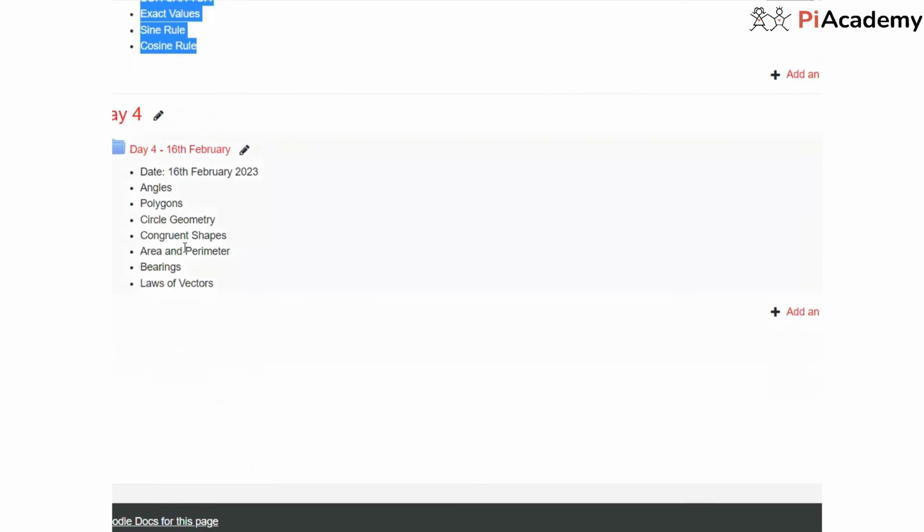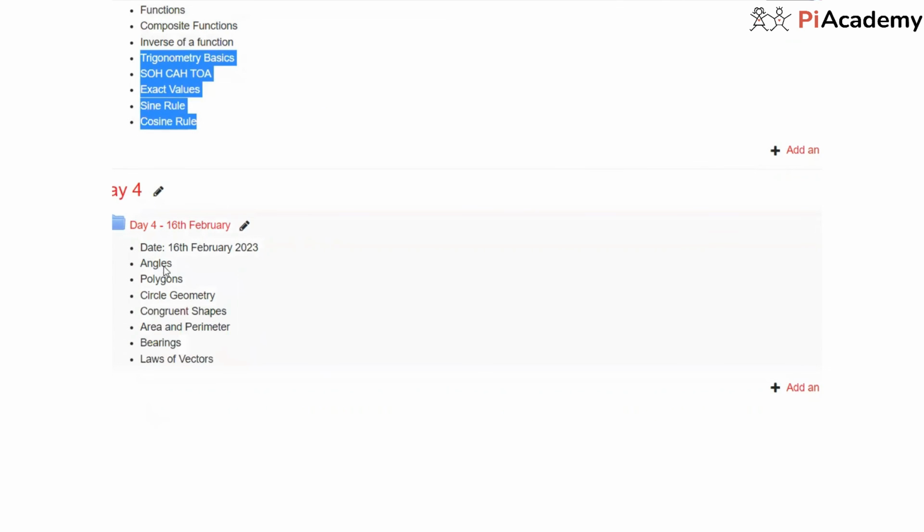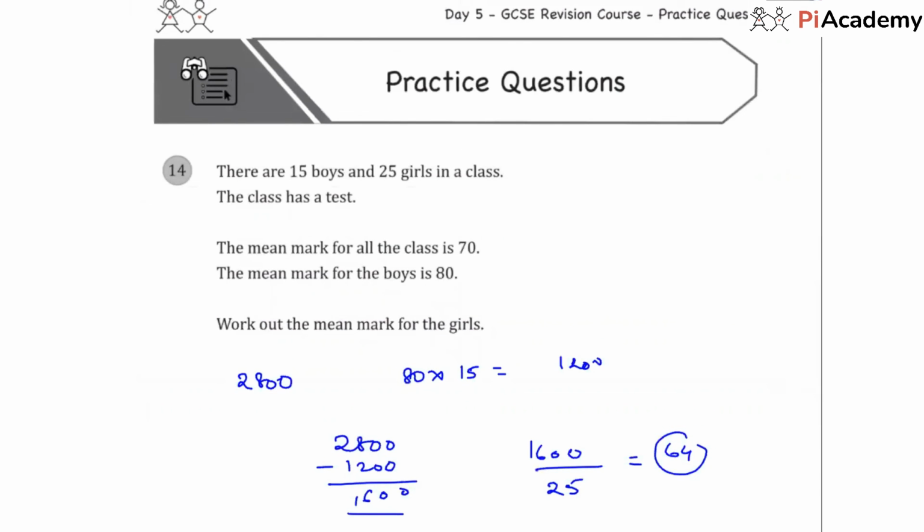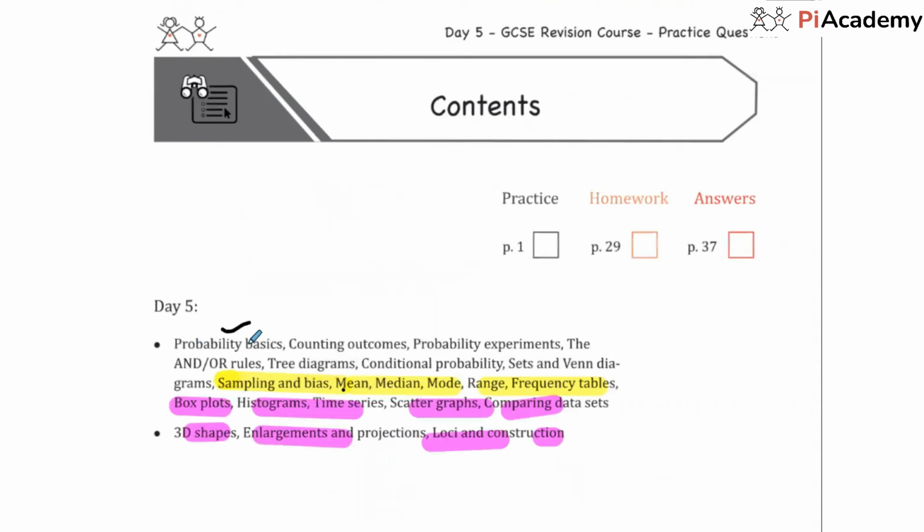It's really important. In day four, we did angles, polygons, circle geometry, congruent shapes, area and perimeter. We could not go to laws of vectors because we did not have time. And in today's class, we started with, yes, one of you asked about formula. I'll do that. We did probability, and we just touched a little bit on statistics, and we did 3D shapes. So I want you to really get into details of these topics and work on them.